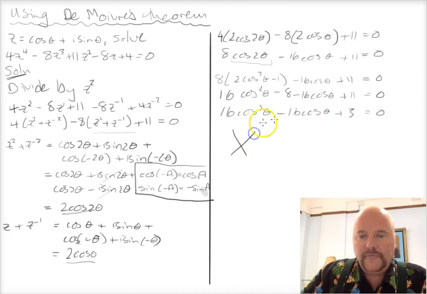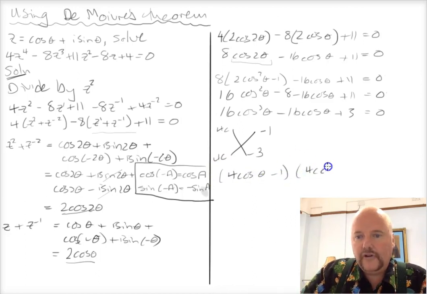So use some crossbones. I reckon on this side we're going to have a 4 cos and maybe a 4 cos. On this side, because there it's a positive and that's a negative, we're looking at probably both negatives. And just a little check: minus 12 cos theta minus another 4 cos theta gives you minus 16 cos theta. So the factored form is going to be 4 cos theta minus 1, 4 cos theta minus 3 equals 0.